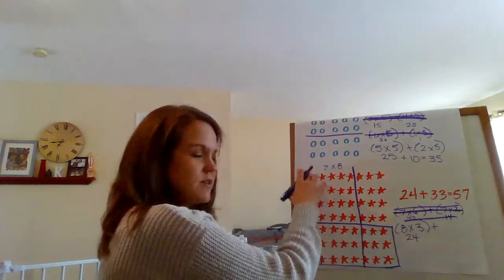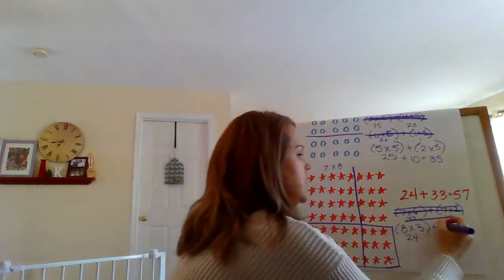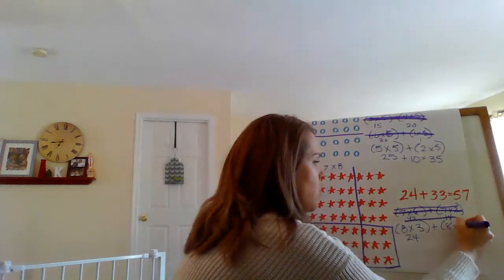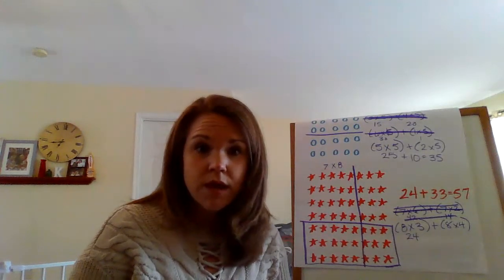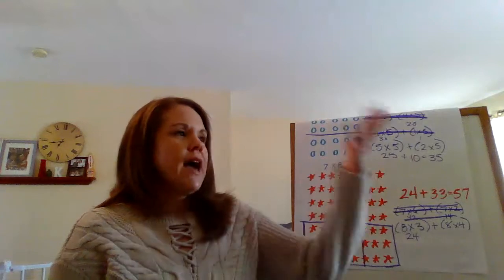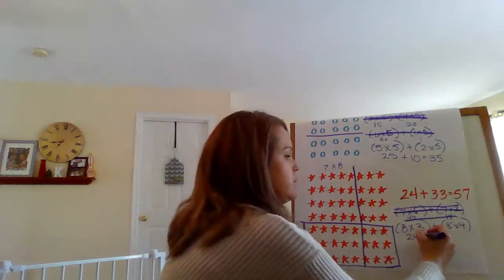8 times 3, and they got 24, right? So then that leaves us with 8 times 4. Does anybody know what 8 times 4 is? Oh my gosh, 8 times 4. So we could count by 4s. We could count by 8s. We could say, I know 8 times 2 is 16. So 8 times 4 is just going to be double 16. So what is 16 plus 16? 32.